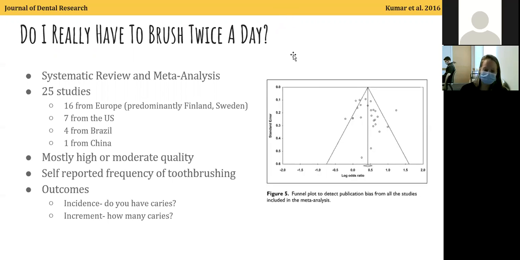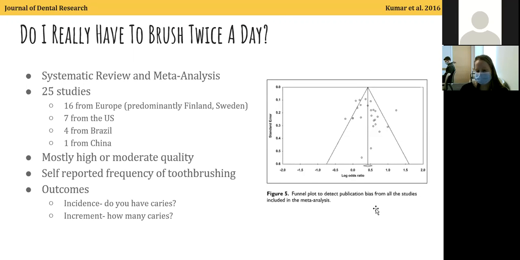So this is a meta-analysis that was published in the Journal of Dental Research in 2016. And it looked at 25 studies from around the world, mostly from Europe, predominantly from Scandinavian countries, all with either moderate or high quality data. And they looked at self-reported frequency of toothbrushing and then asked, basically, do the patients have caries? And if so, how many caries?